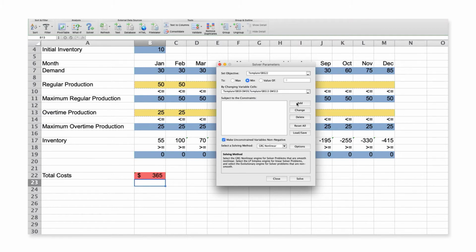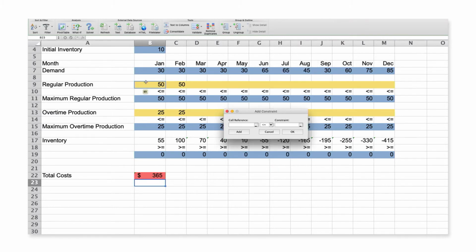And now we need to add the constraints. And these are the capacity constraints, right? These are less than or equal to 50. Add. The decision variables here for overtime are less than or equal to 25. Add. And the non-negative inventory. These are bigger than or equal to 0.